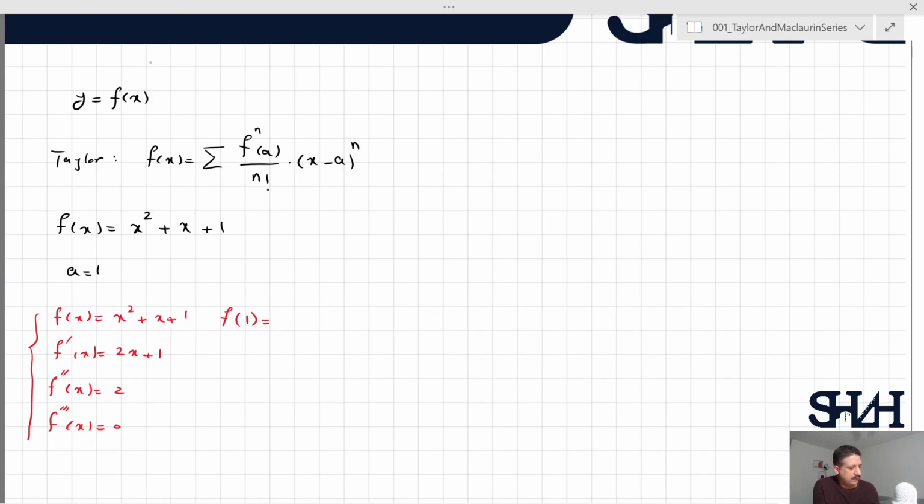f at 1 will be 3. f prime at 1 will be 3. The second derivative at 1 will be 2. And the next one at point 1 will be 0.